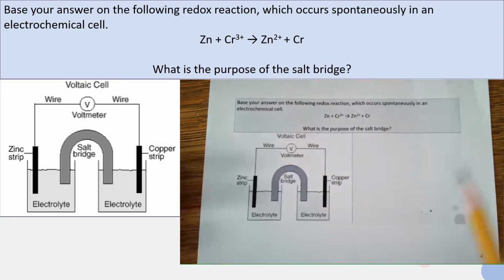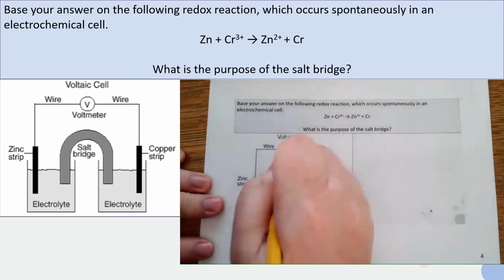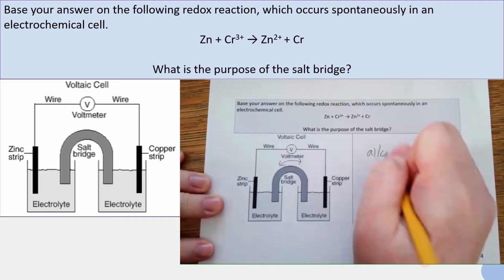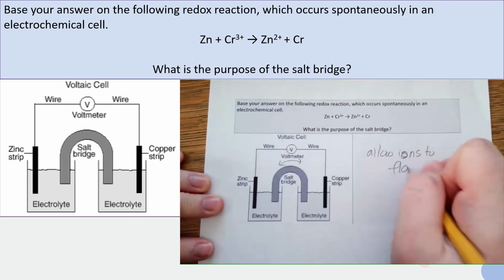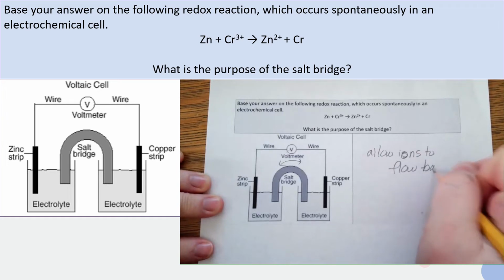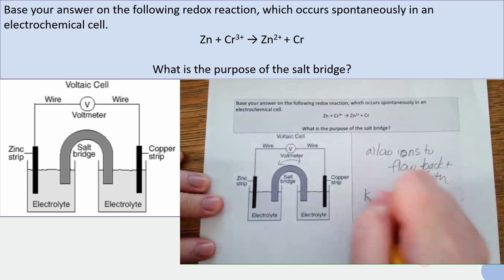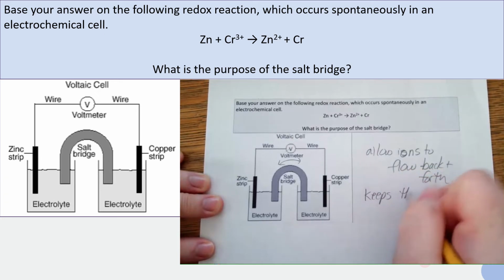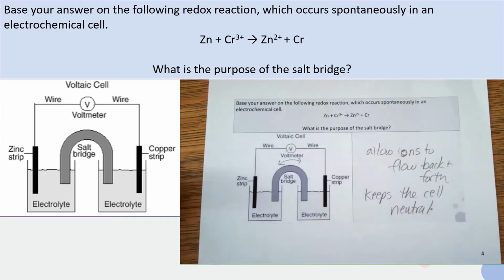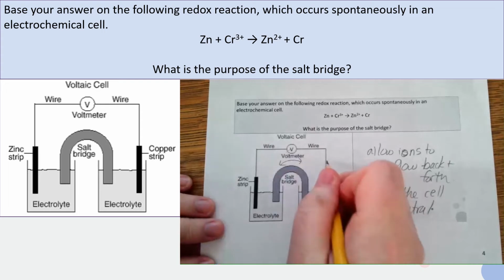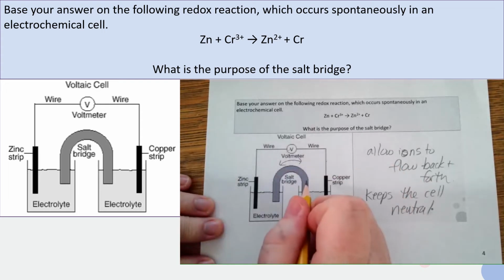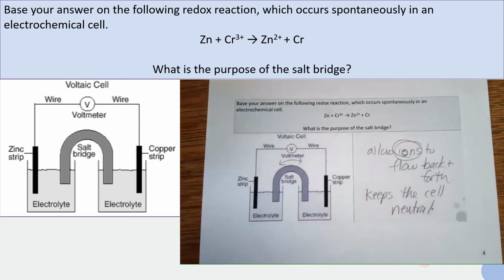Okay, what is the purpose of the salt bridge? The salt bridge allows ions to flow back and forth, or another way to say it is it keeps the cell neutral, keeps the charge neutral. Okay? The wire is for the electrons. The salt bridge is for the ions.